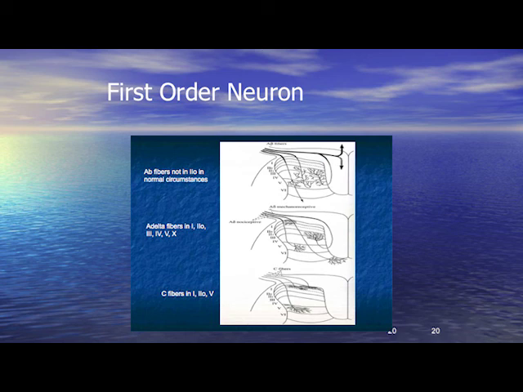This is where the pain transmission happens. The other two fibers, the A delta and C fibers, actually rely on lamina 2 and lamina 5, which are the main laminae that contribute to the pain pathway.